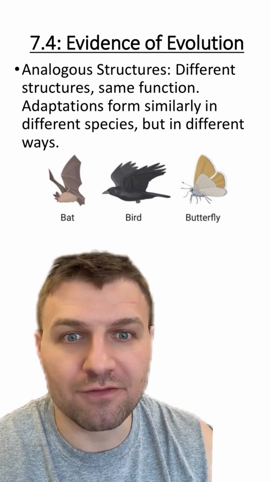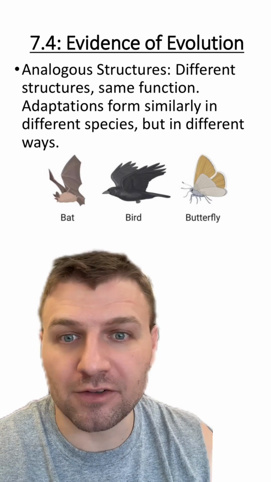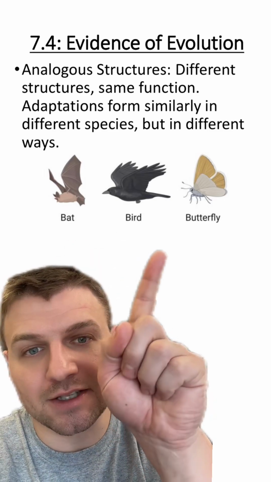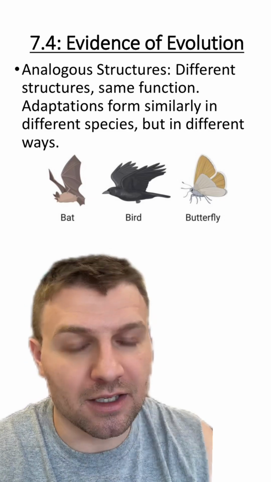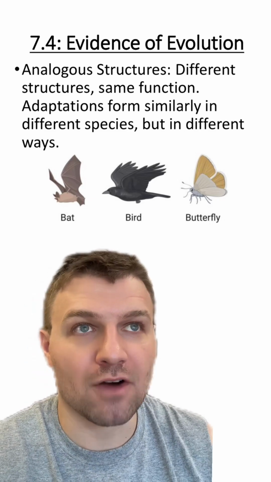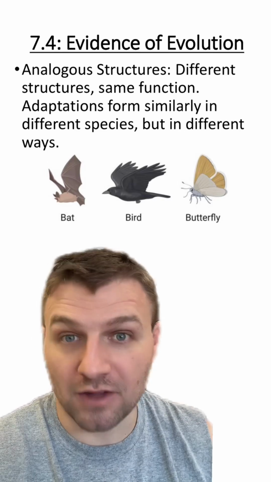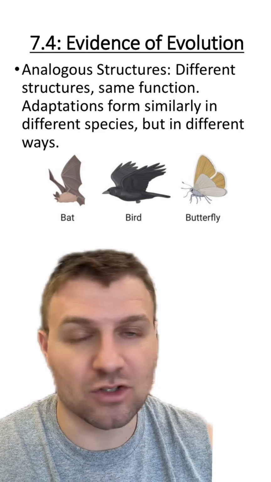However, they all evolve these different types of structures differently. If you think about bat wings, bird wings, and butterfly wings, they all have different modes of flying. However, they all evolved to meet the need to fly. So these are called analogous structures.